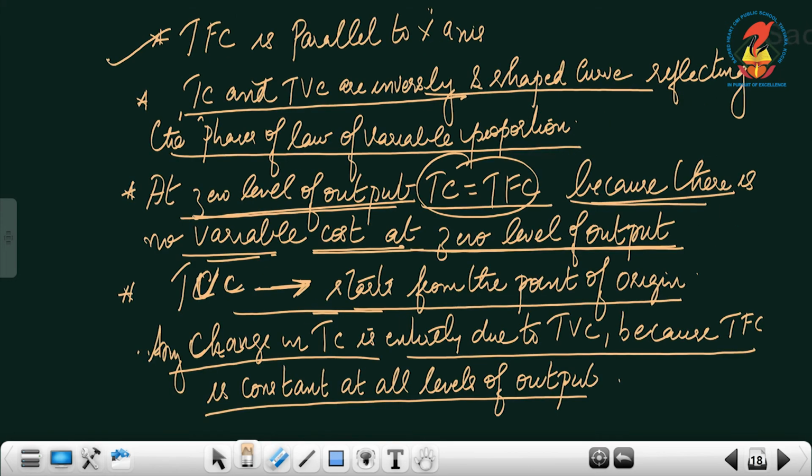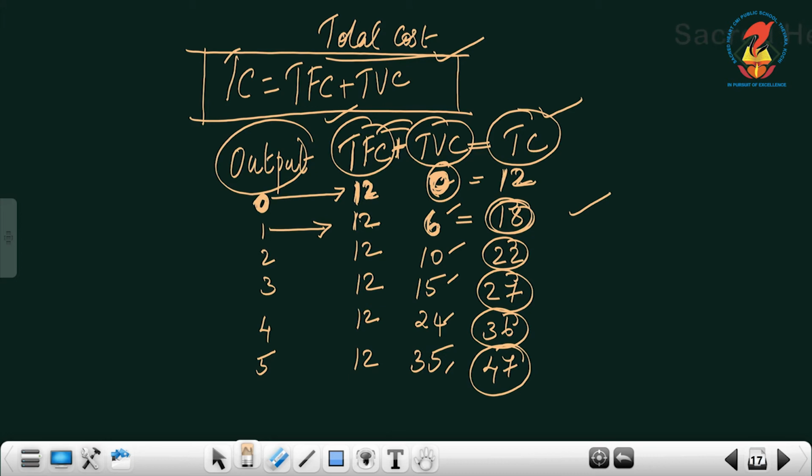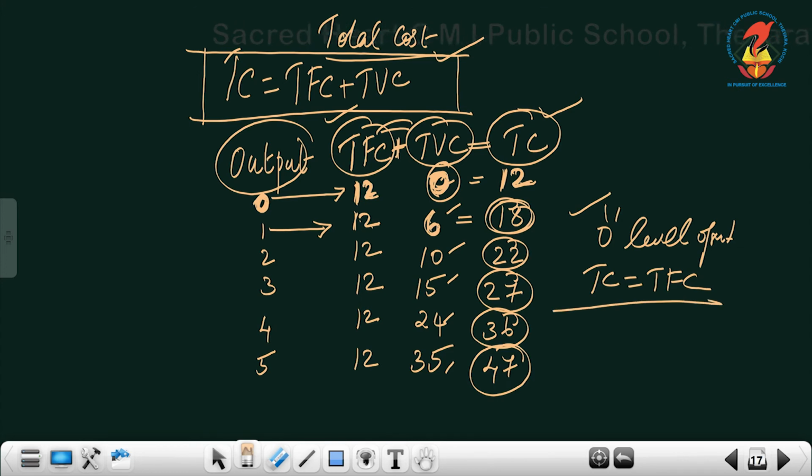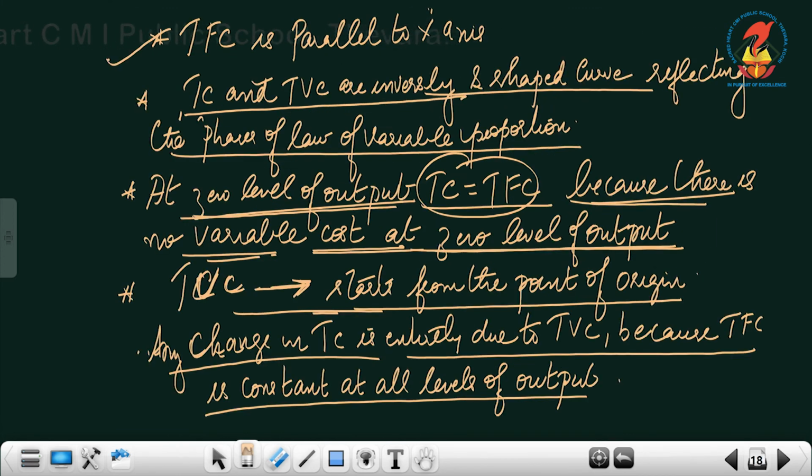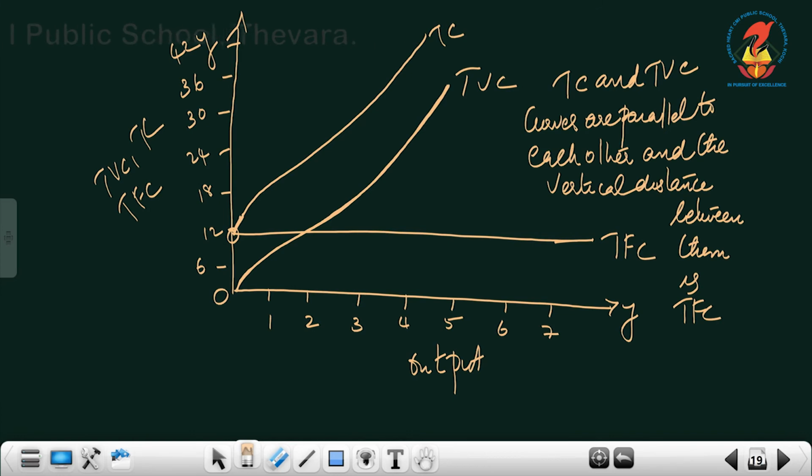Why does Tc start from 12? Because in the table, you know, for the zero level of output Tc is equal to 12. Therefore we can say that at zero level of output Tc is equal to Tfc. Therefore both Tc as well as Tfc start from the value 12, isn't it? Whereas Tvc starts from the origin. Tc is also an inverse S-shaped curve.